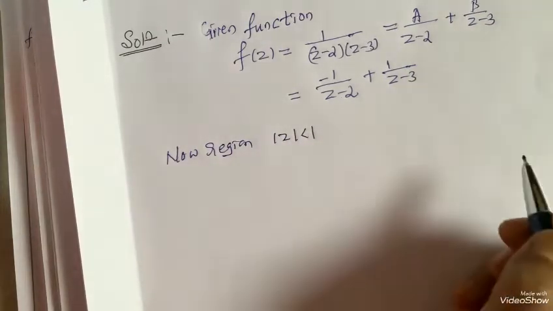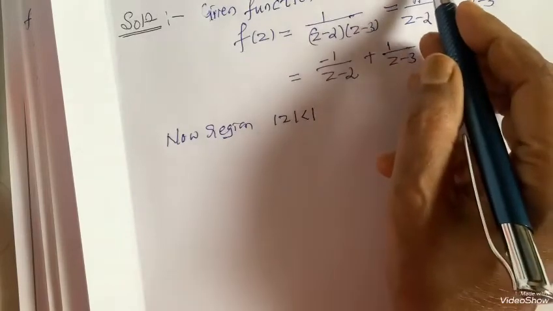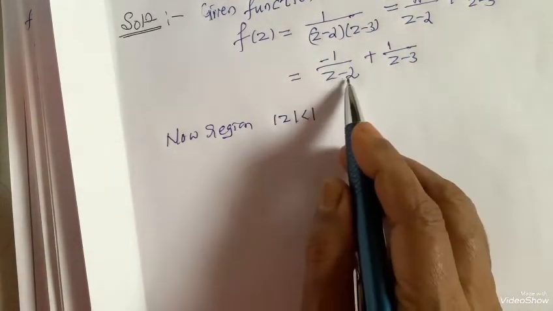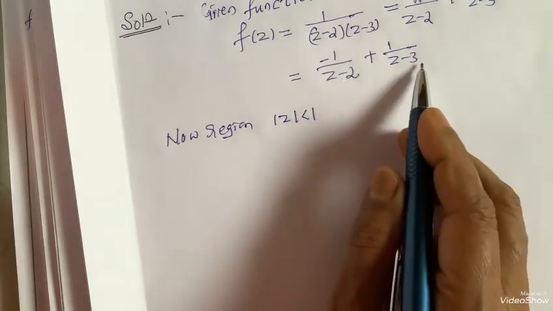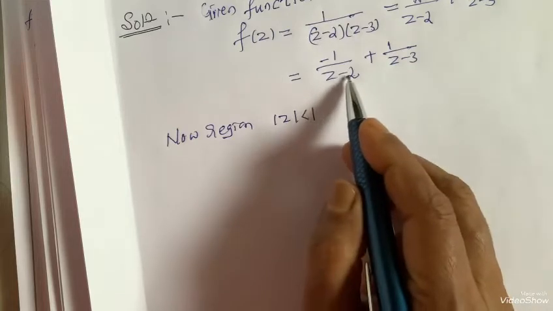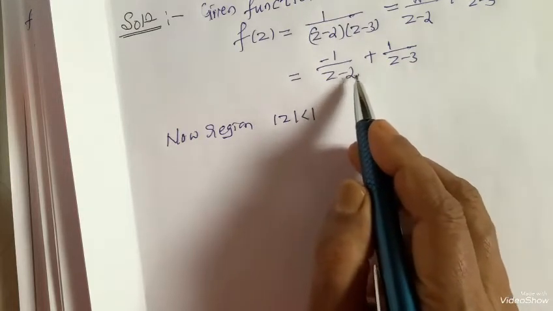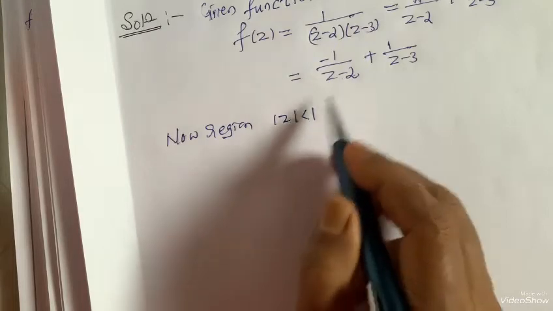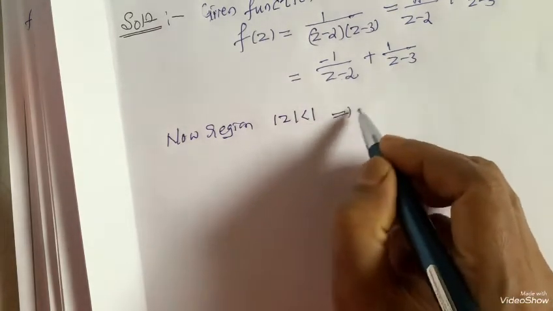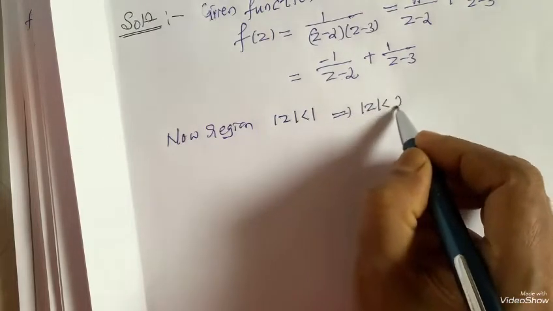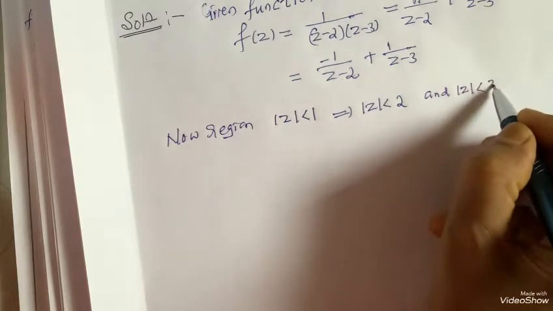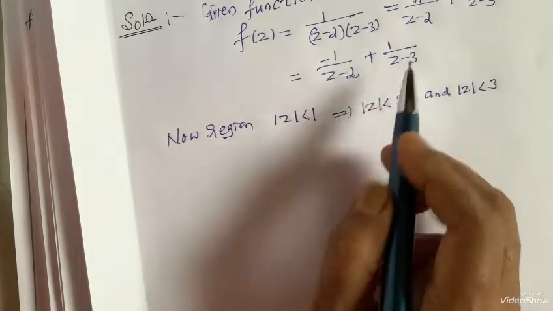Okay, within means inside the circle, mod z is less than 1. So if mod z is less than 1, automatically mod z is less than 2, less than 3 here. These numbers you have to take. It is 2 and 3, whether it is plus 2 or minus 2, but mod of that will always be 2 only. So you are getting it is less than 2 also. So this implies mod z is less than 2 and mod z is less than 3, because the numbers are 2 and 3 here.